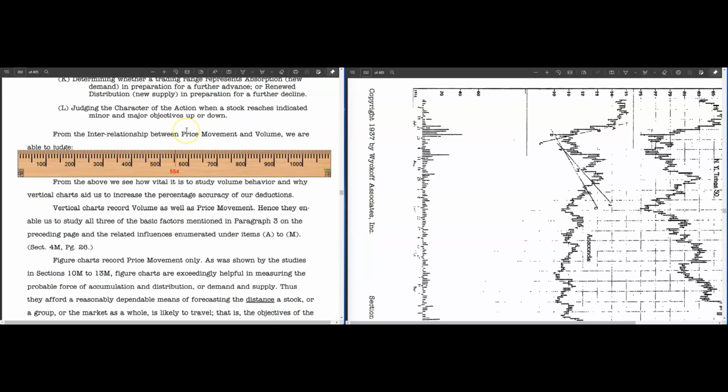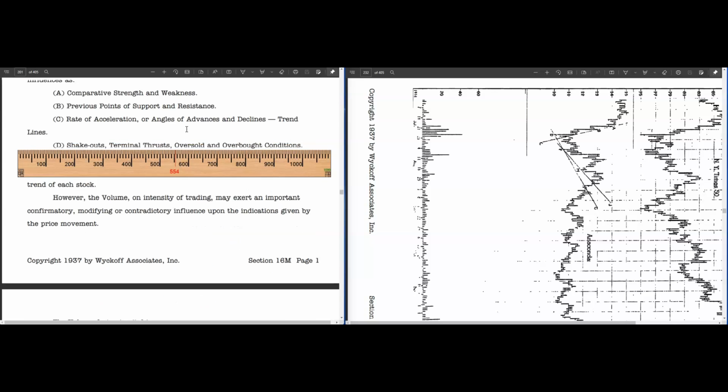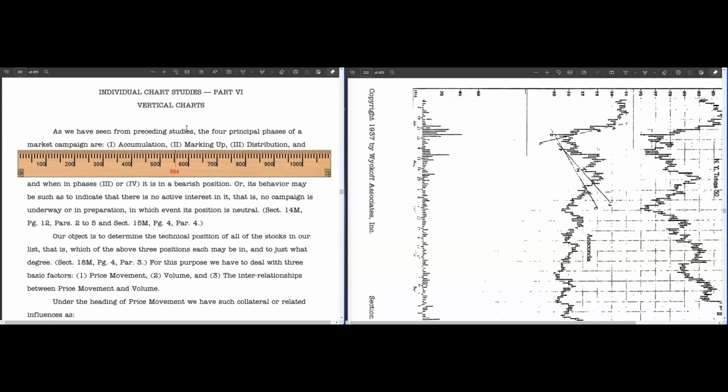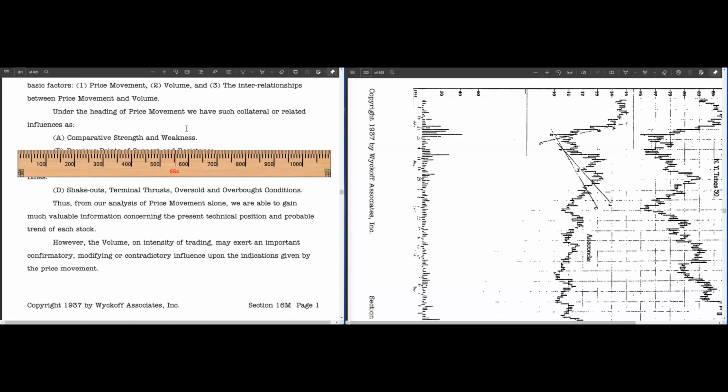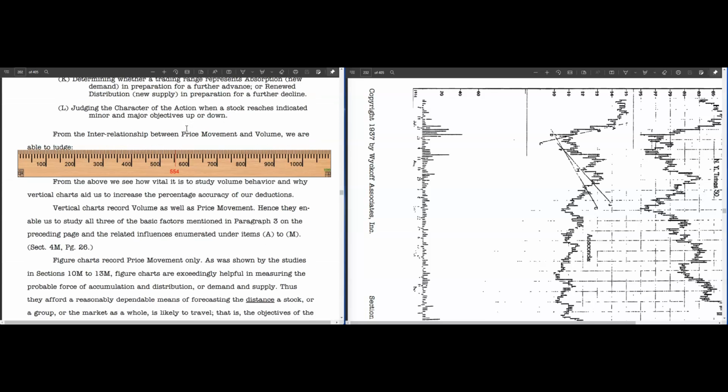All right, I'm going to stop right here because this is a very critical piece of the Wyckoff method, because he's telling you what to look for, and then we're going to start looking for it.